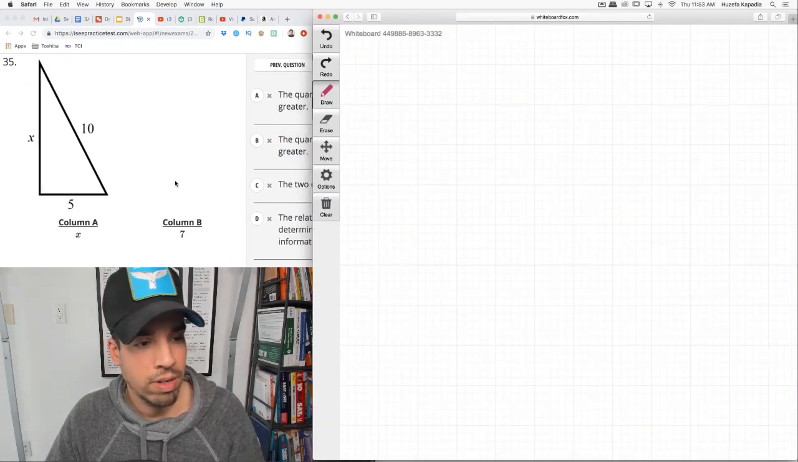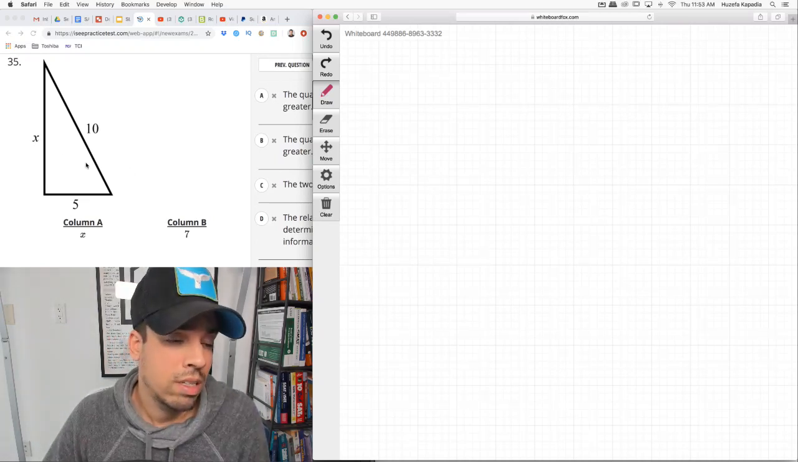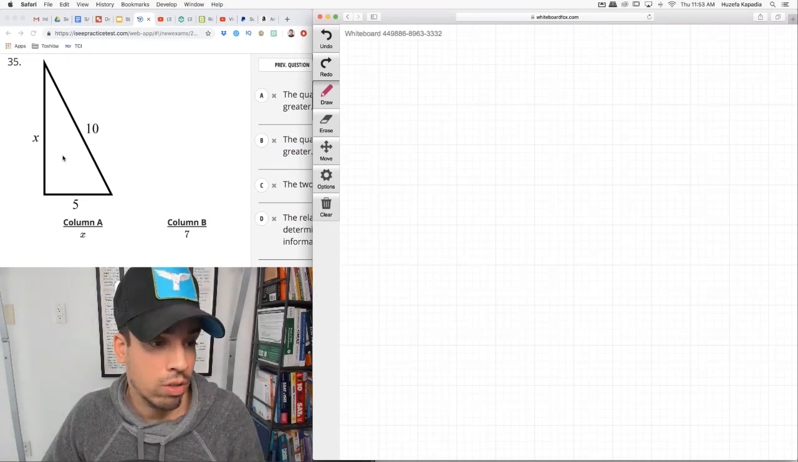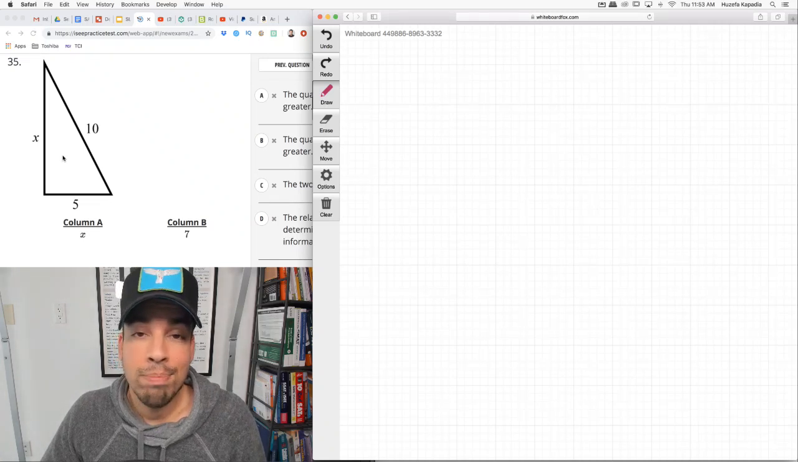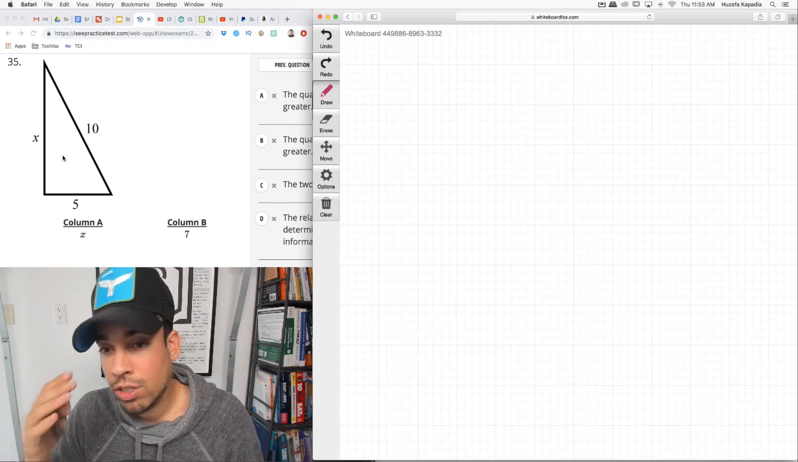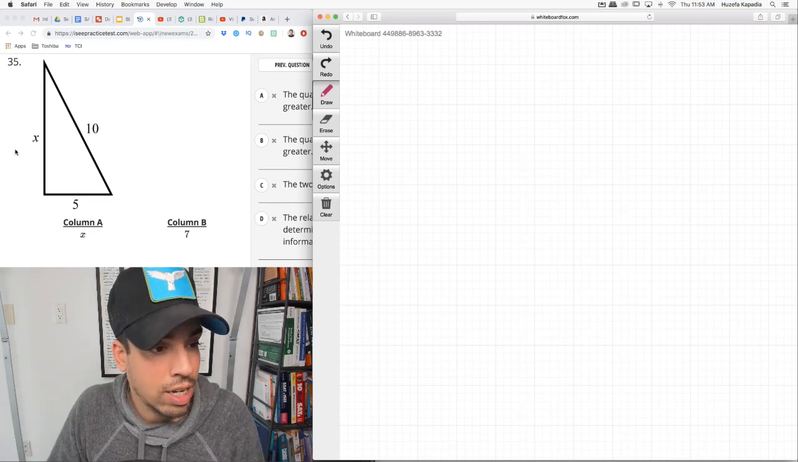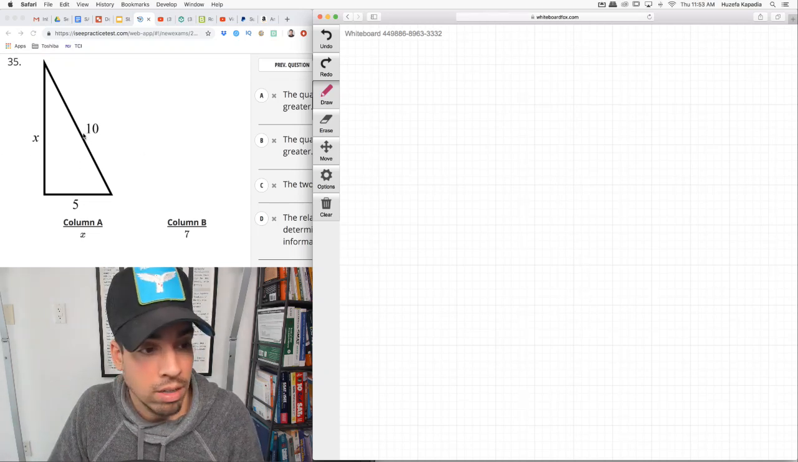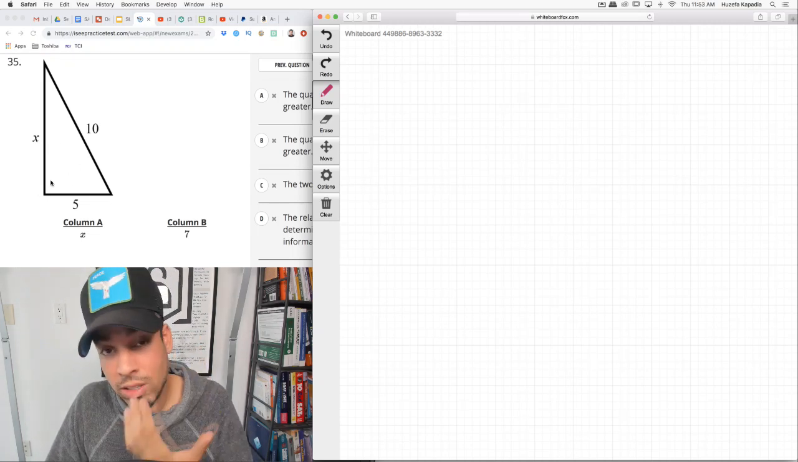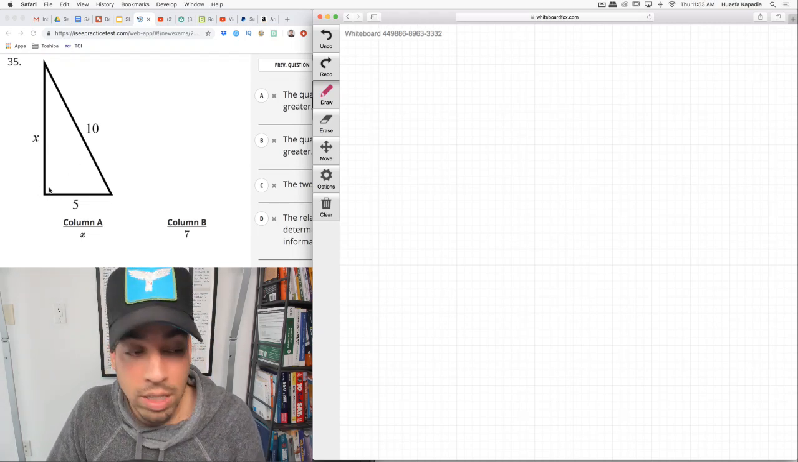I don't think we have enough information here because x could be 6 by the basic rules of a triangle. It could be 5. It can't be 5 actually. Sorry. These two sides have to add up to something greater than 10. So x could be 6. 5 and 6, and we don't know that's a right angle. It looks like a right angle, but we don't know that, so we can't assume that.